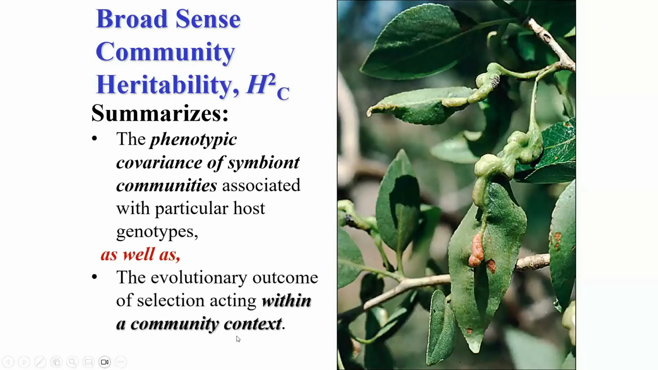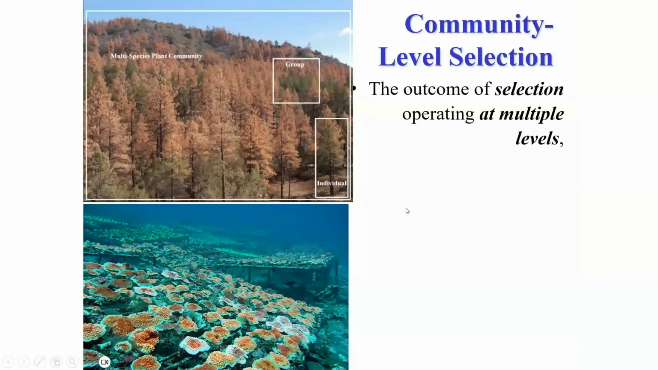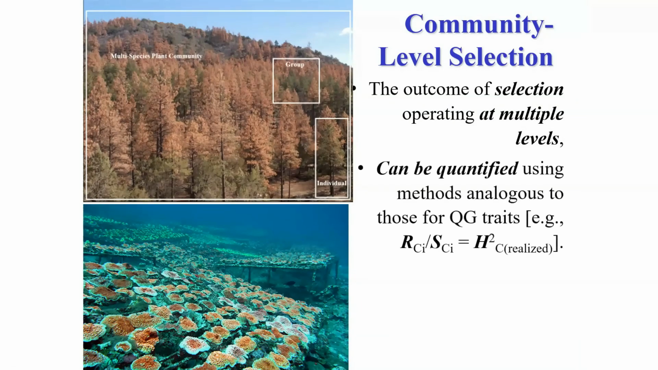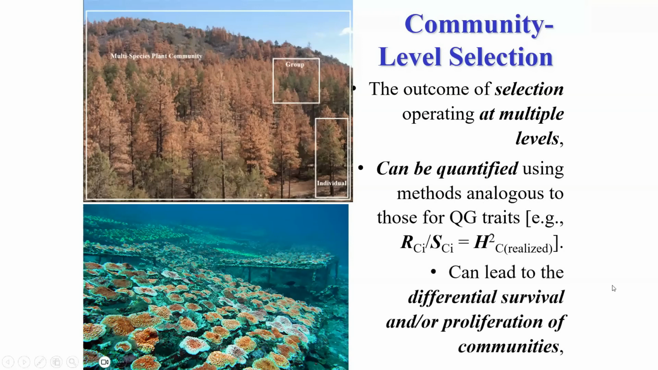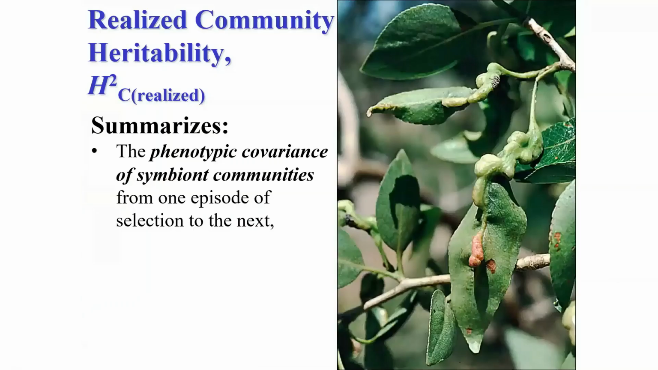And it also identifies the evolutionary outcome of selection that's operating within a community context. Community level selection is the outcome of selection operating at multiple levels, not only selection operating within a community context, but also as a result of community level selection. It can be quantified using metrics that are very similar to those used for quantitative traits, and it can lead to the differential survival and/or proliferation of communities, depending on whether it's a common garden environment or a natural community.